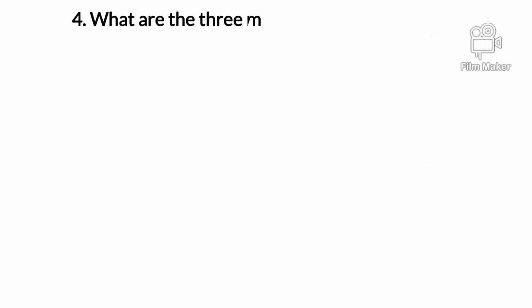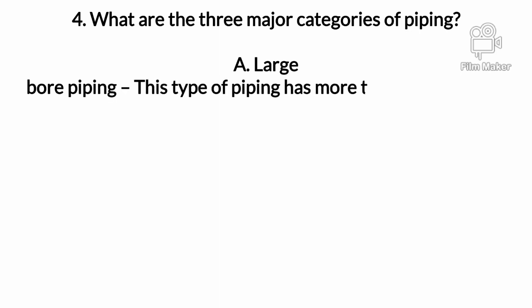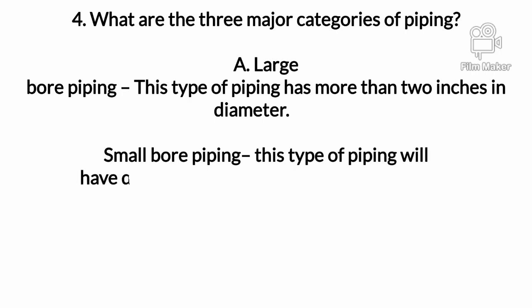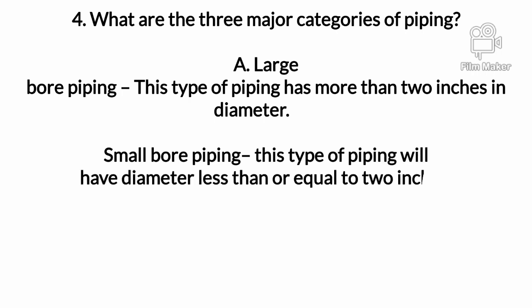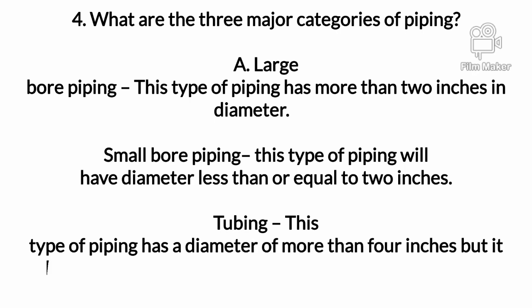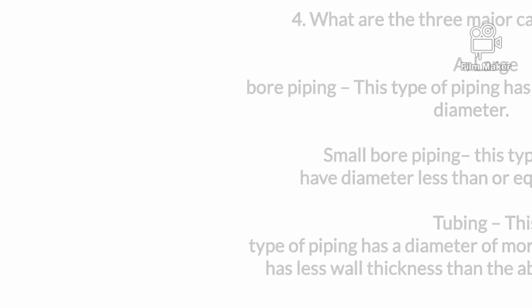4. What are the three major categories of piping? A. Large bore piping. This type of piping has more than 2 inches in diameter. Small bore piping. This type of piping will have a diameter less than or equal to 2 inches. Tubing. This type of piping has a diameter of more than 4 inches but it has less wall thickness than the above mentioned types.